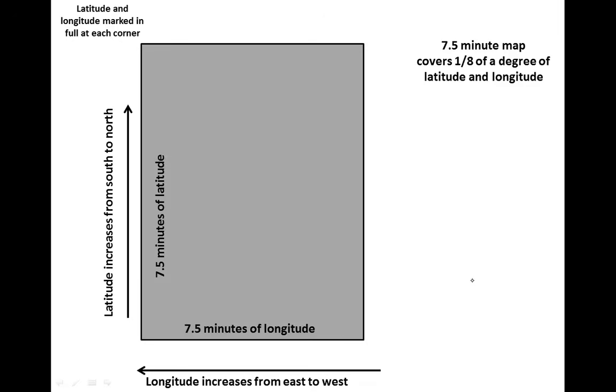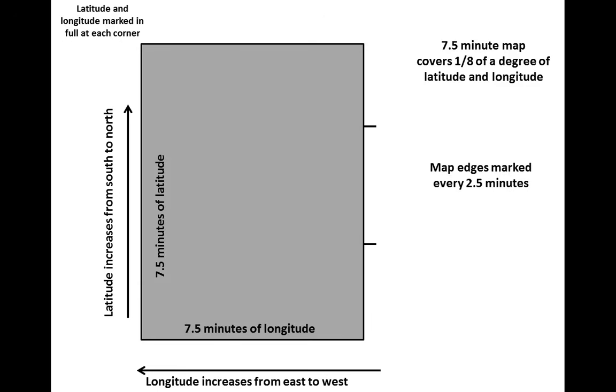Now we have our 7.5 minute map, a lot less than 1 degree, so in their intermediate marking they leave off degrees because they're assuming that you remember that the degree has not changed, because it would take 8 maps to go for 1 full degree. So they're only going to mark the edges of the map in terms of minutes and seconds.